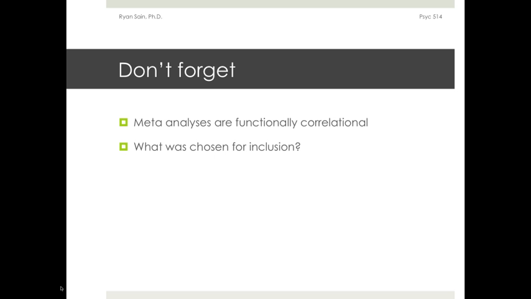And always, always, always, what was chosen for inclusion? Why did they choose those particular things? Why that topic? Why that procedure? Why those 10 studies versus the other 10 that are out there on the same topic? So be cautious with that. Don't forget the publication bias. Don't forget the stuff about dissertations, not being able to find those or get access to those, and that type of stuff.